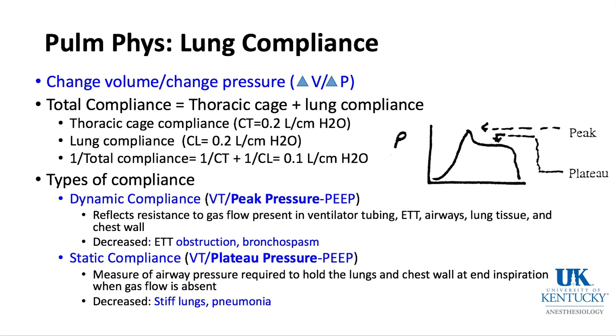Dynamic compliance is the tidal volume divided by the peak pressure. That reflects resistance to gas flow in the ventilator tubing, the endotracheal tube, the airways. I like to think of it as getting air all the way down to the alveolar units. If you have bronchospasm, if you have obstruction of the endotracheal tube, your peak airway pressure goes up and your dynamic compliance goes down.